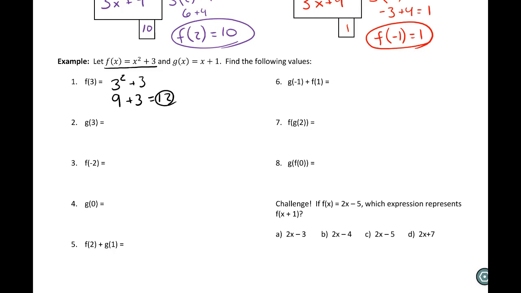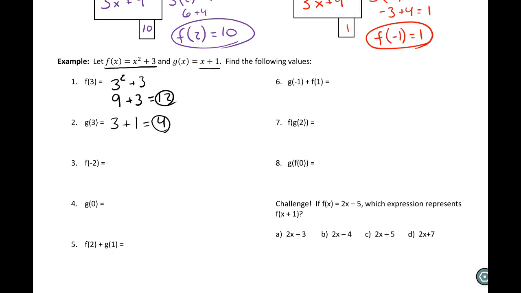Okay, if I wanted to use the g function, I've got here on question 2, g of 3. Well, what's g of 3? g of 3 is just x plus 1, or 3 plus 1, which is 4.